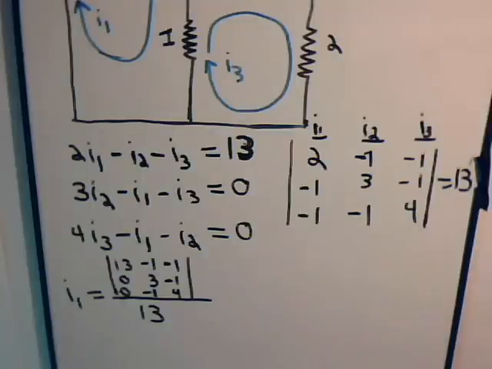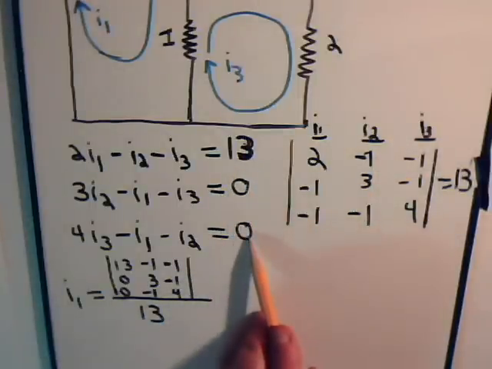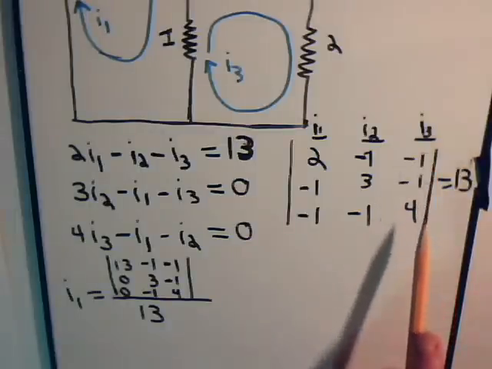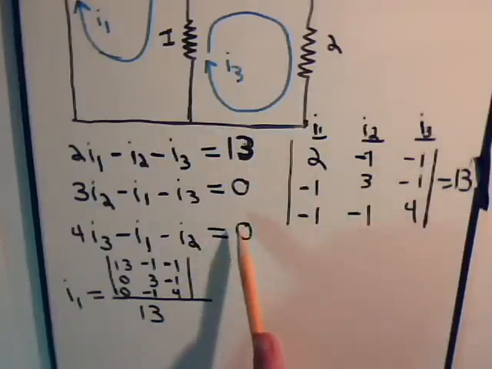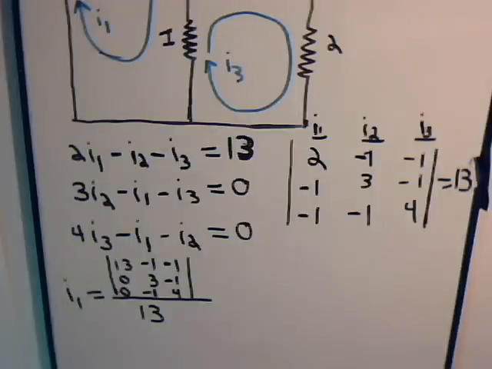And to determine I2, it's the same setup, except this column gets replaced by this column to form a different determinant that is also divided by 13. And to determine I3, this column gets replaced. We put this in its place here. We have a different determinant, and that determinant as well is divided by 13. And that will enable us to find the values of current 1, current 2, and current 3. So let's go ahead.